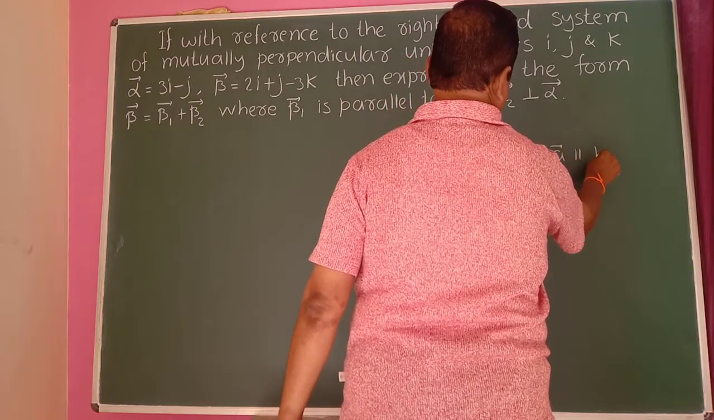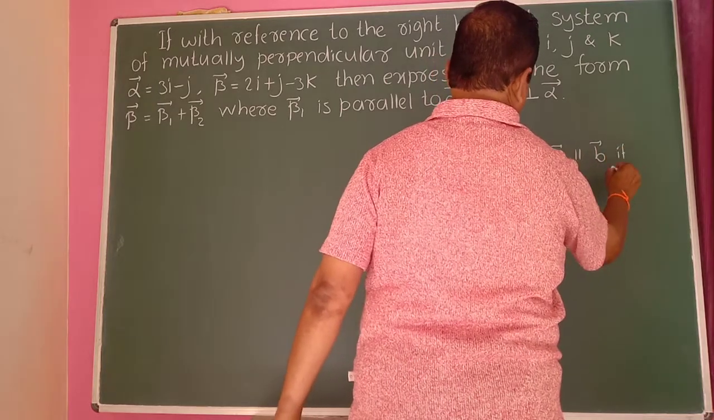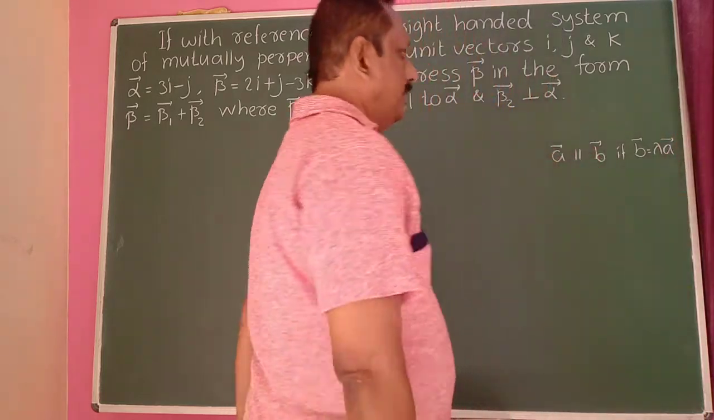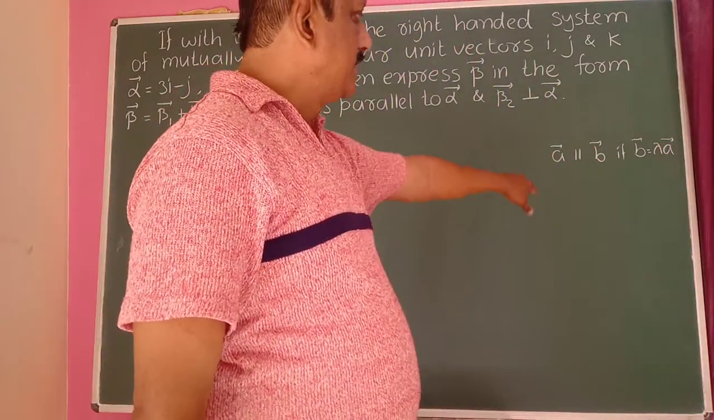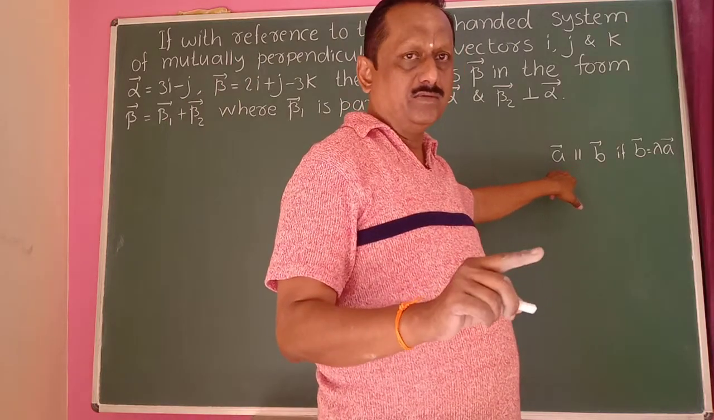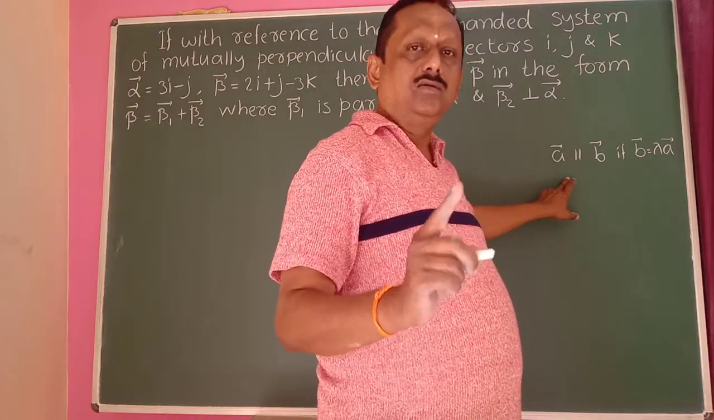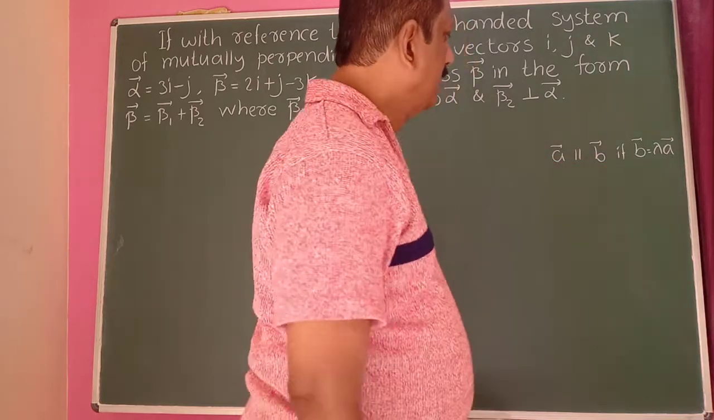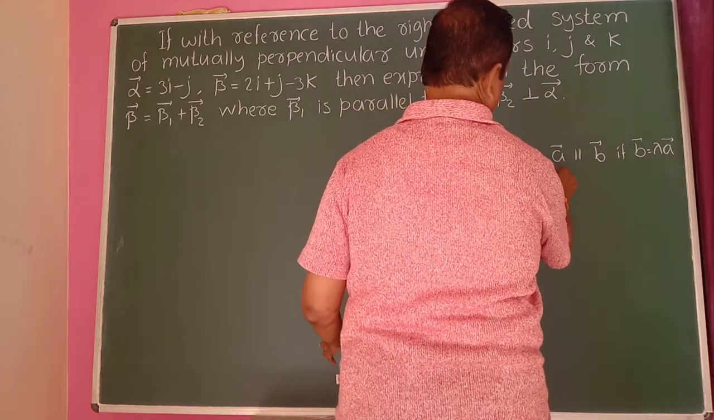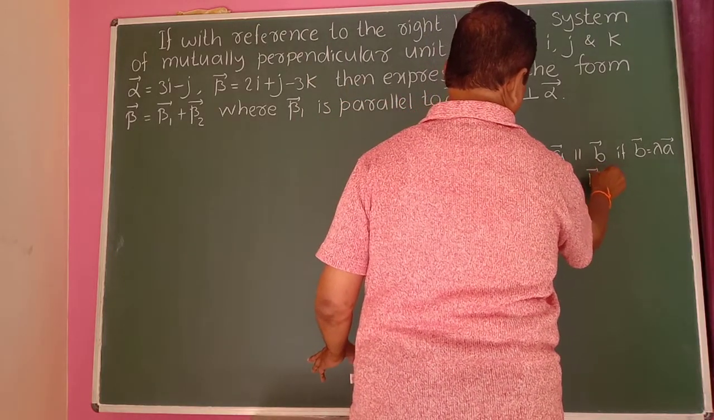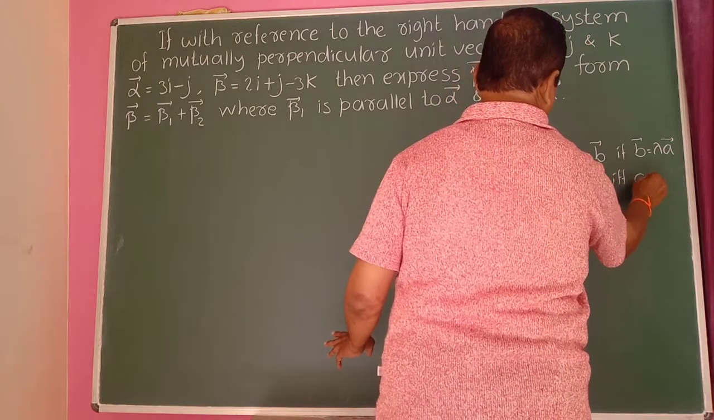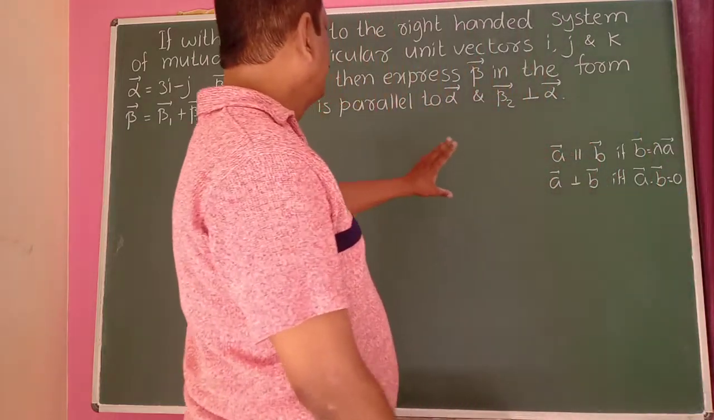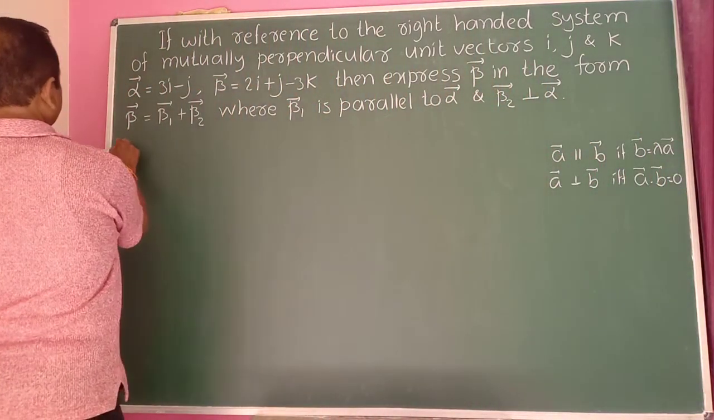So again there is a condition here: A bar parallel to the vector B bar if B bar is equal to lambda into the vector A bar. This is the condition. Two vectors are parallel or collinear if B bar is equal to lambda into A bar. And also you know that A bar is perpendicular to B bar if and only if A bar dot B bar is equal to 0. So you are using these two formulas. Therefore, take your solution.